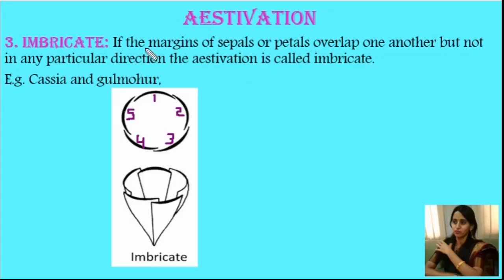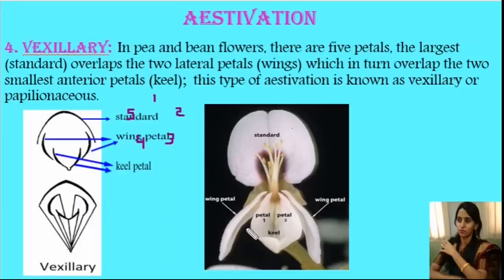So this is about imbricate estivation and how to observe the imbricate estivation in nature. Then the last one is vexillary estivation. This type of estivation can be seen in the members of family Fabaceae, subfamily Papilionaceae.